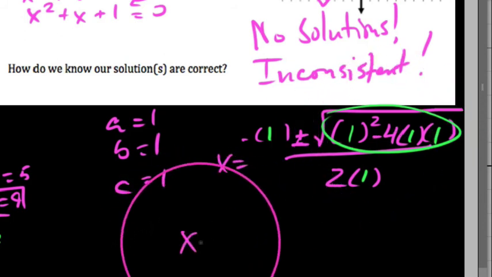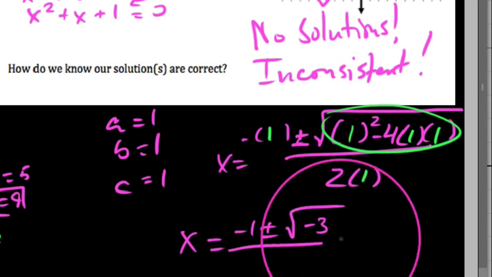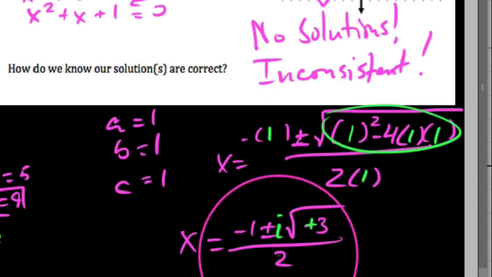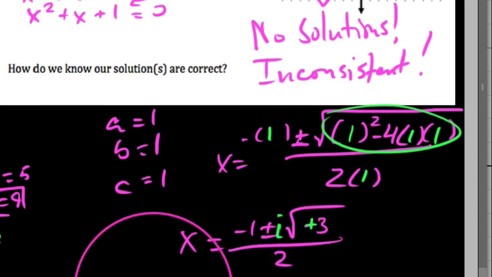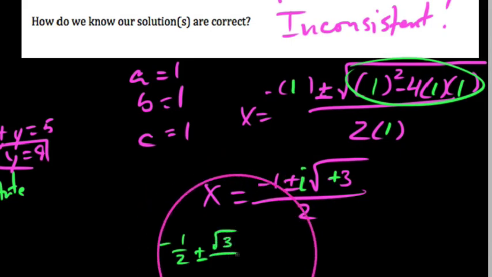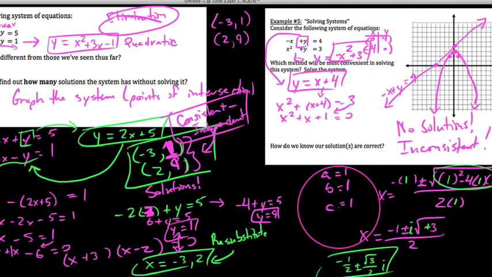So we have two roots here. We have negative 1 plus or minus the square root of negative 3 all over 2, which in other words, if we put an i out front and make this a positive again, we get two roots. We get negative 1 over 2 plus or minus root 3 over 2 i. And so we'd say these never intersect. They have no real points of intersection, so this is an inconsistent, no solution system.